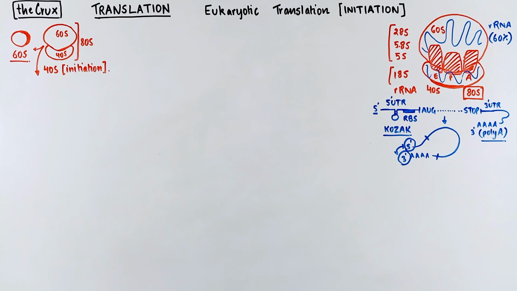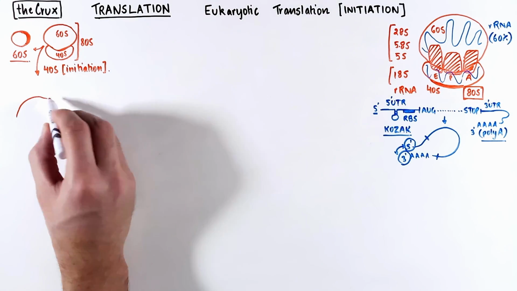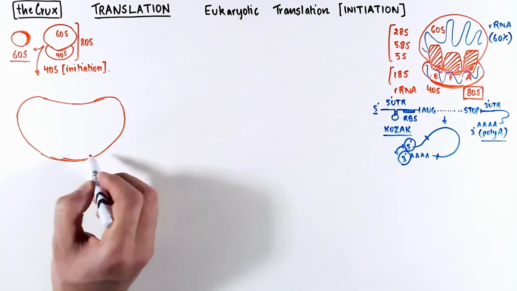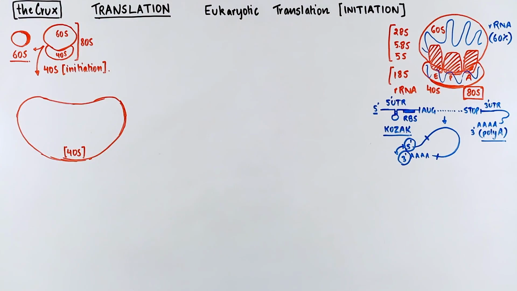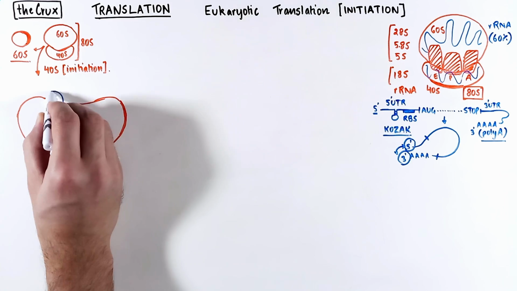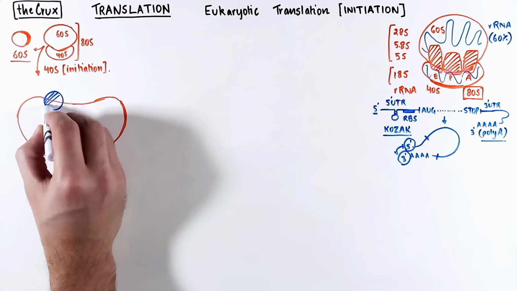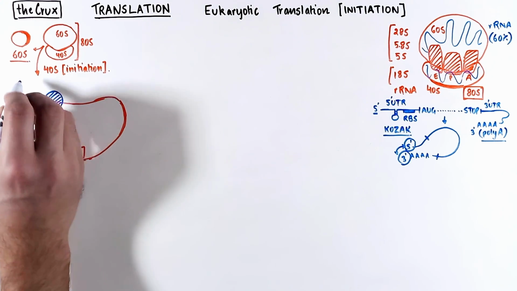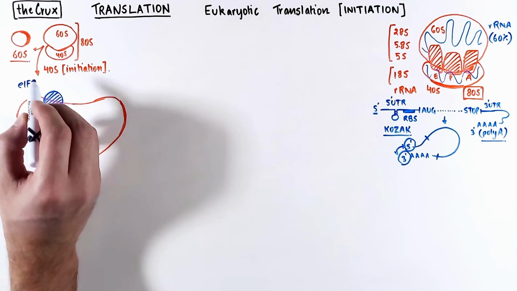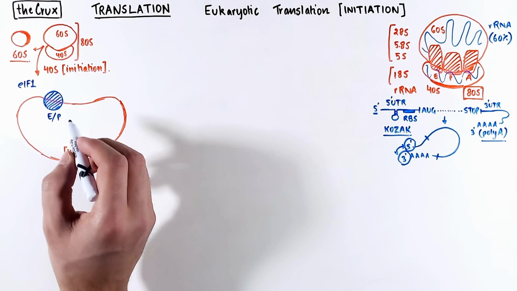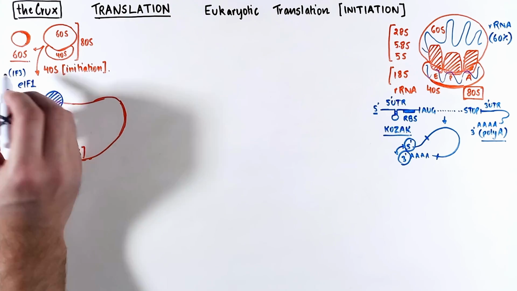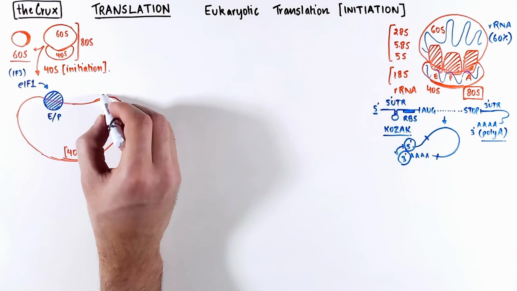So I hope you've watched the previous videos. The first factor to associate with the 40S small subunit is the eukaryotic initiation factor 1, which binds at the interface region between the E and the P site. And later in the process, one side of this interface becomes the E site and the other side becomes the P site. This eIF1 is similar to IF3 that we saw in the prokaryotic translation.